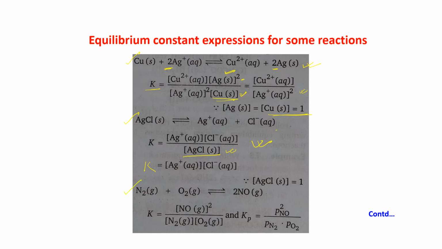The third one, N2 gas plus O2 gas is giving you 2NO gas. All these are in the gaseous state. So K for this reaction is NO to the power 2, stoichiometry is 2, divided by N2 gas and O2 gas. Okay, and the Kp for this reaction, as they are in the gaseous state, is PNO to the power 2 divided by PN2 into PO2. I hope it is clear to you.